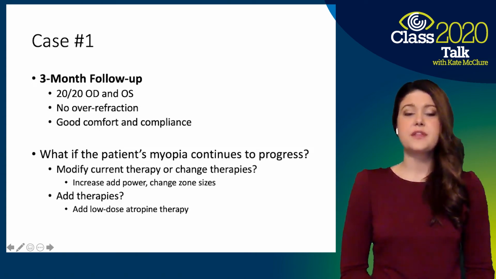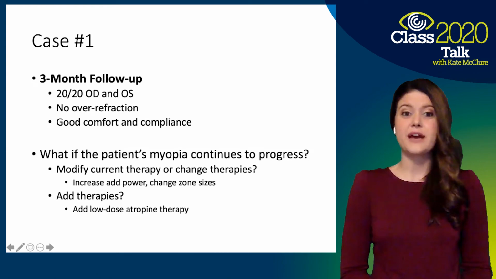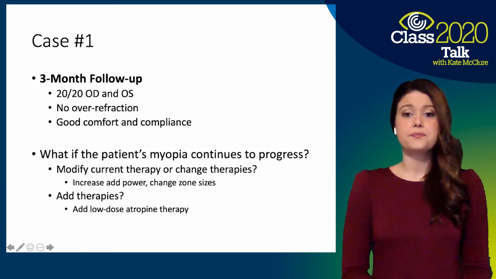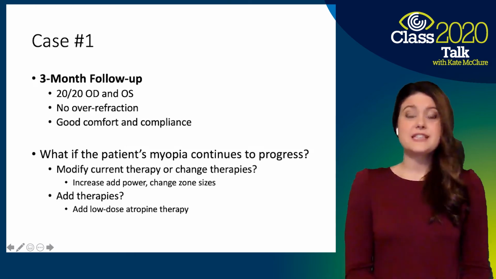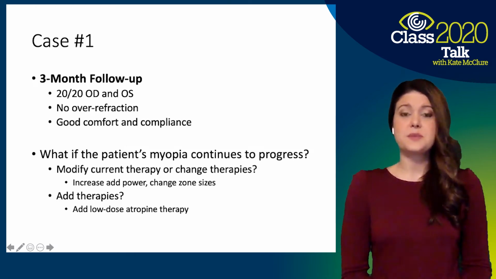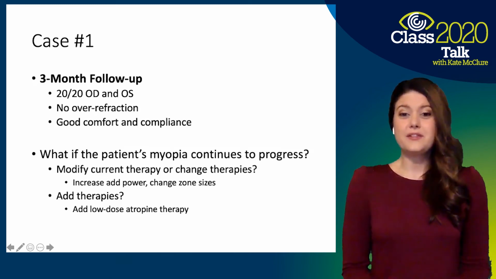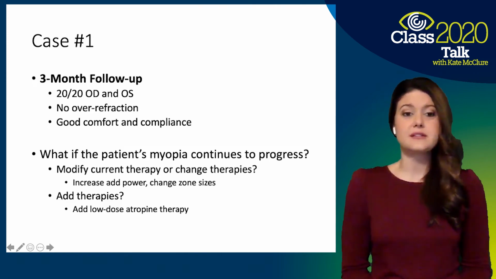So for this patient at the 3-month follow-up, she was 20/20 in both eyes. I have no over-refraction of the lenses. The patient reports, once again, good comfort, good vision, and good compliance. Also, the lenses were still fitting really well, and I was happy with the way the lenses were fitting and her eye health. Now, luckily, this patient didn't progress. I assume so based on the stability of her vision and the fact that I found no over-refraction of the lenses. So, what if her myopia did continue to progress?